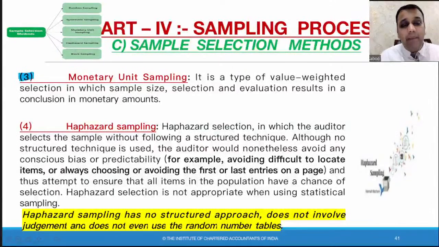Haphazard sampling. Haphazard sampling as it is. The auditor will not use any random number table or 1, 2, 3, or even nothing. They'll say, okay, any 5 students, any 4 students, come on, those who reach first, those whom I can see in one go. The haphazard selection, in which the auditor selects the sample without following a structured technique.